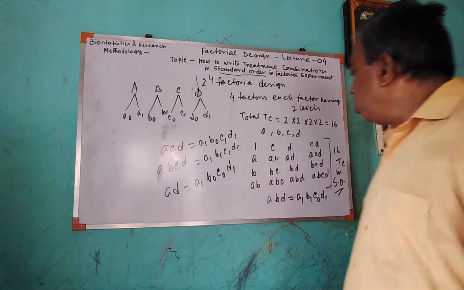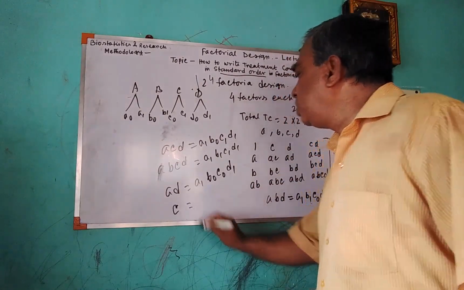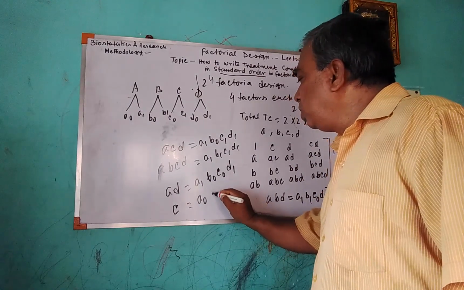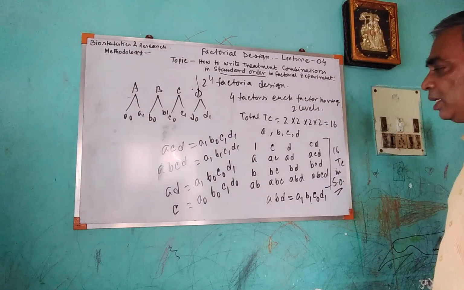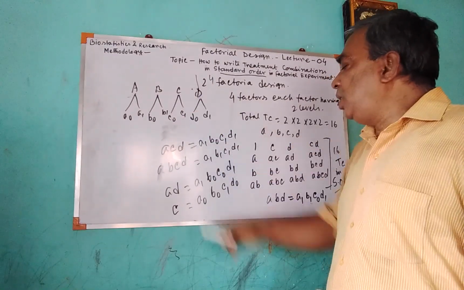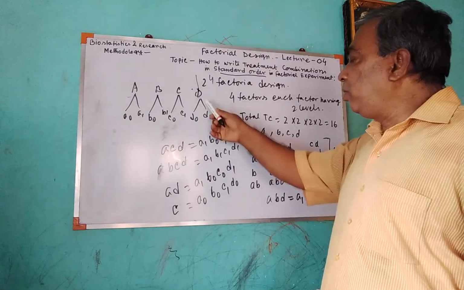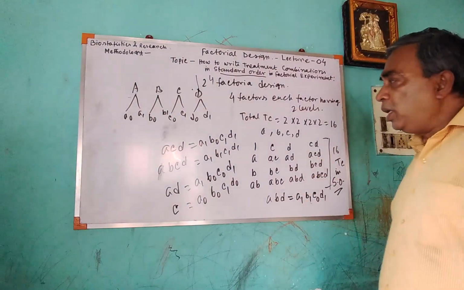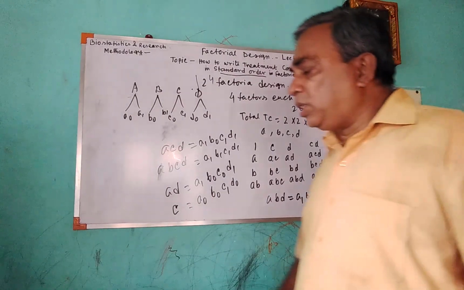Now suppose I say what is actually C? C means only the higher level of C is applied, and the lower level of the others: A0, B0, C1, D0. This is known as C, that is higher level of factor C, lower level of factor A, factor B and factor D. Similarly you can do the others. This is the 2 to the power 4 factorial design, giving 16 treatment combinations.